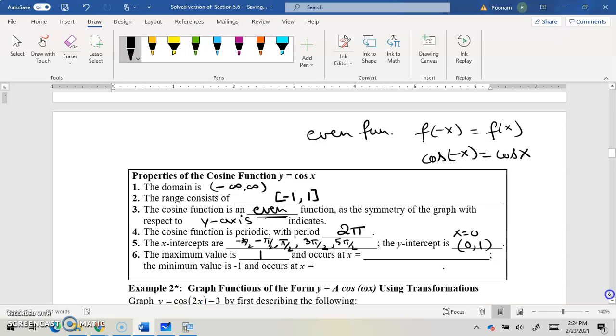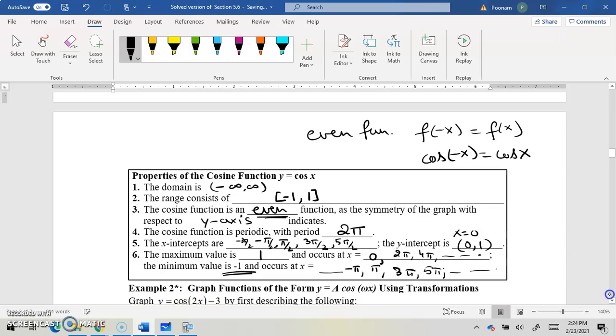The maximum value is 1. Where does this occur? The maximum value occurs at 0 and at 2 pi, at 4 pi, and so on. Where does the minimum value occur? The minimum value of the cos function is negative 1. It occurs at all odd multiples of pi: negative pi, pi, 3 pi, 5 pi, and so on.